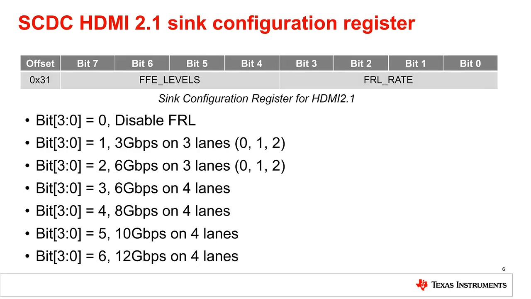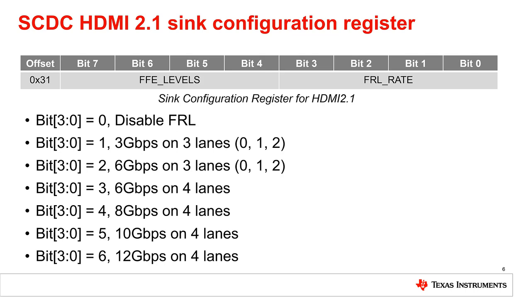HDMI 2.1 offers multiple data rates across the fixed rate link, or FRL for short. The video source selects the FRL rate and lane count by writing to the FRL rate bits in this register. The supported FRL rates and lane count are 3 gigabits on 3 lanes with lane 3 not being used, 6 gigabits on 3 lanes with lane 3 not being used, 6 gigabits on 4 lanes, 8 gigabits on 4 lanes, 10 gigabits on 4 lanes, or 12 gigabits on 4 lanes.